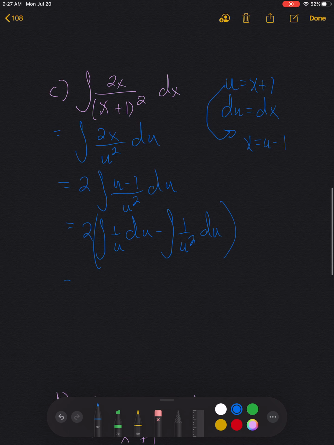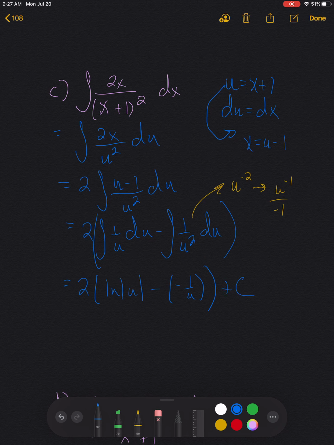Okay. The first one, that is our natural logarithmic property. So this is going to be the natural log of u. The second one, keep in mind that 1 over u squared is u to the negative second. So let me just note this is the same thing as u to the negative second, and that's going to integrate then as u to the negative first over negative 1. So we would be subtracting negative 1 over u. And then we'll just tack the plus c on to the whole thing.